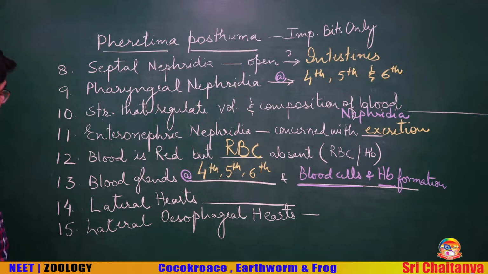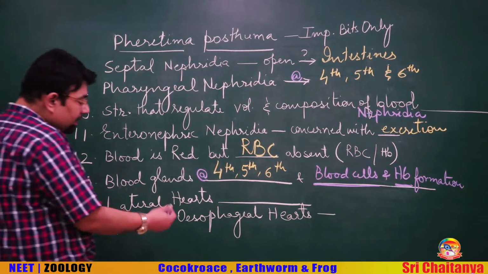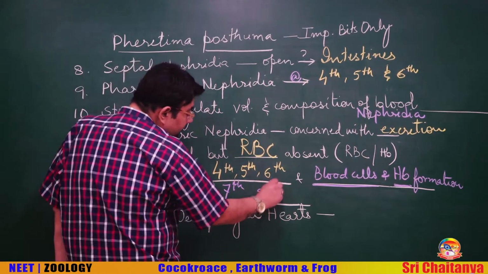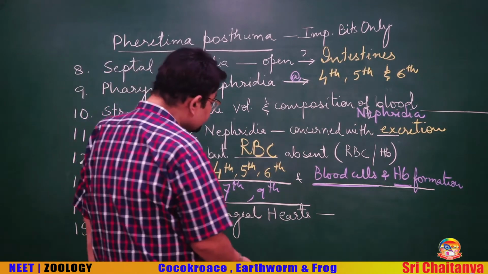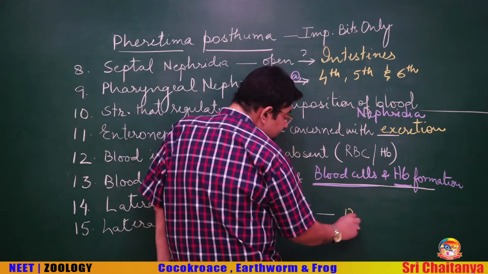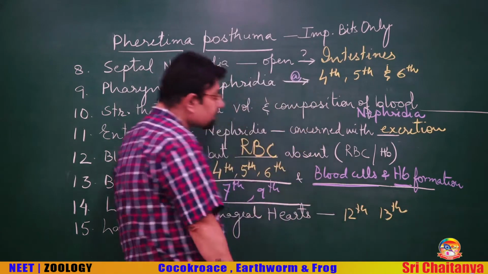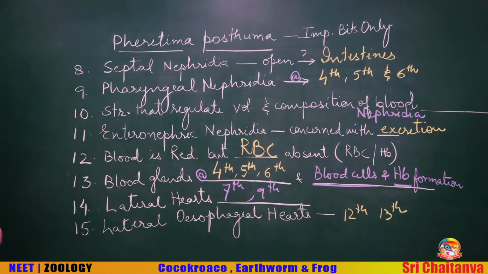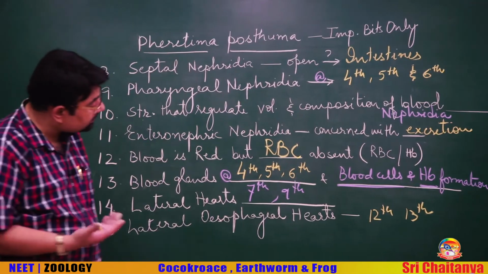Where are the lateral hearts and lateral esophageal hearts present in earthworm? The lateral hearts are present in 7th and 9th segment, and the lateral esophageal hearts are present in 12th and 13th segments. 7th and 9th lateral hearts, and lateral esophageal hearts in 12th and 13th segment.